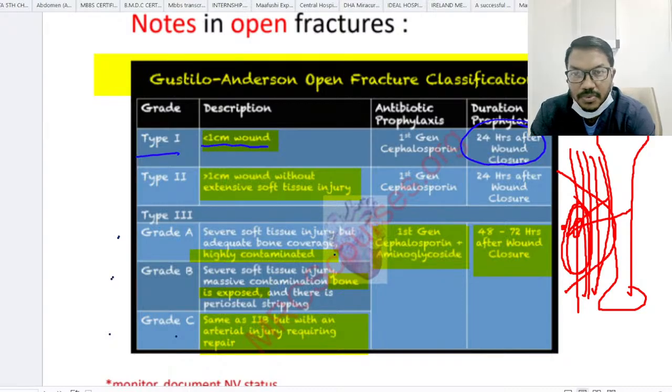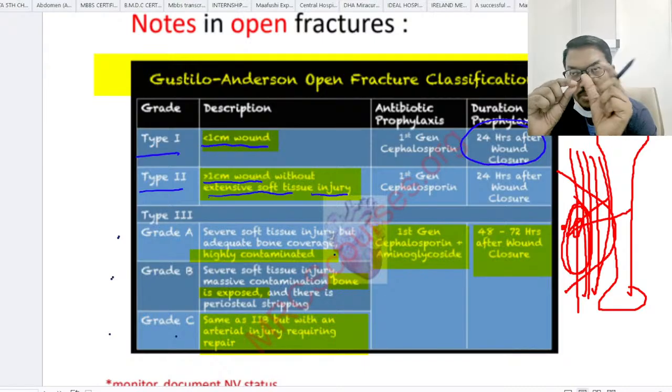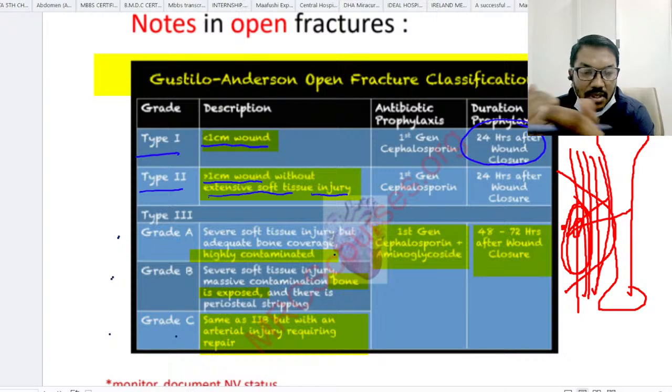So type 1, less than 1 centimeter open wound. Type 2, more than 1 centimeter without extensive soft tissue injury. It is more than 1 centimeter, but there is not much soft tissue injury. This is type 2. And here, first we need to take care of the soft tissue. It takes 24 hours. 24 hours after, wound closure.